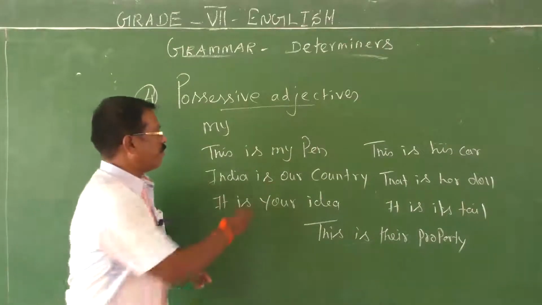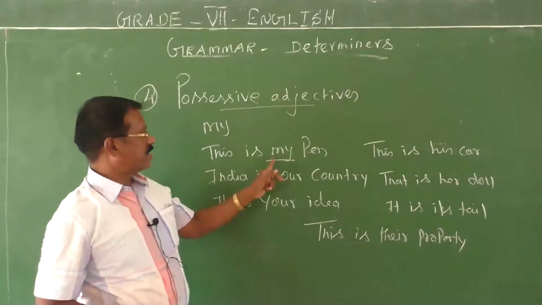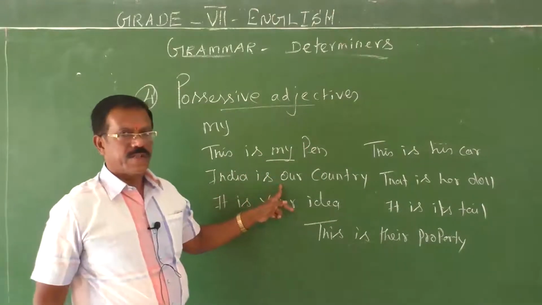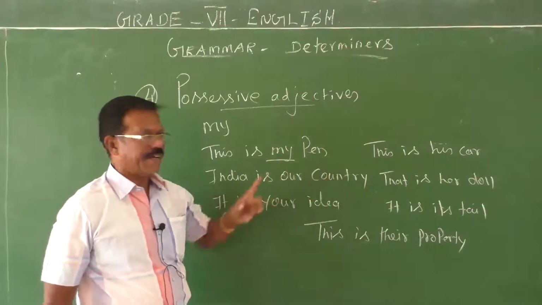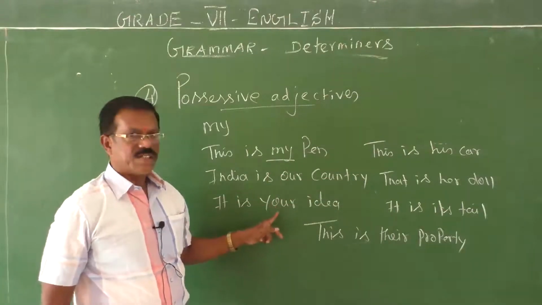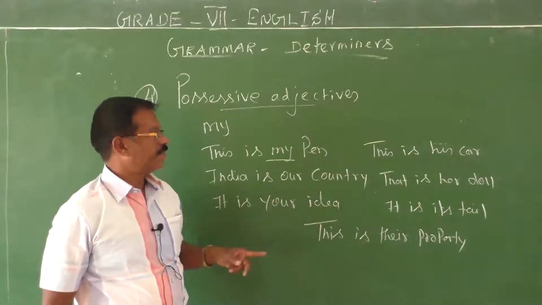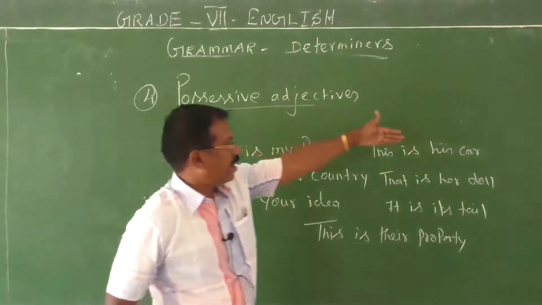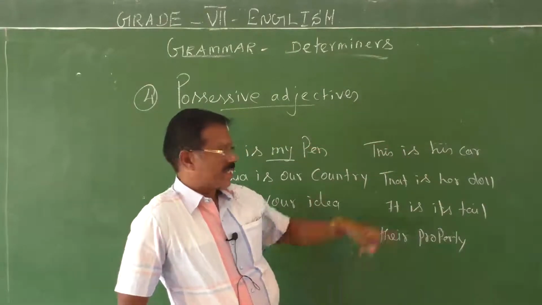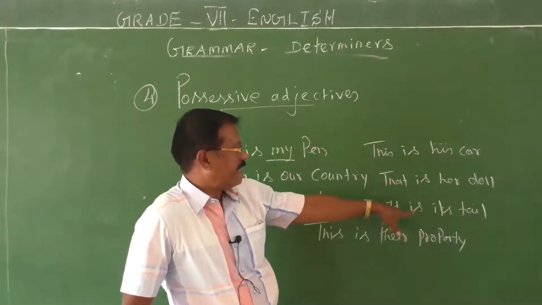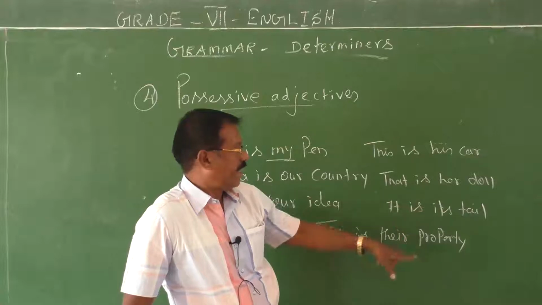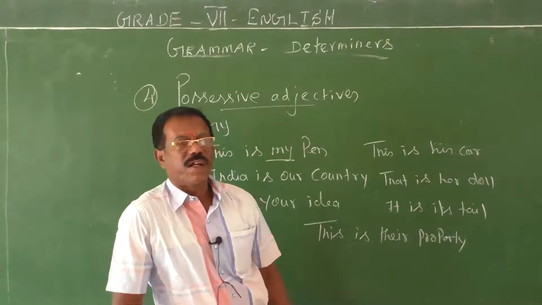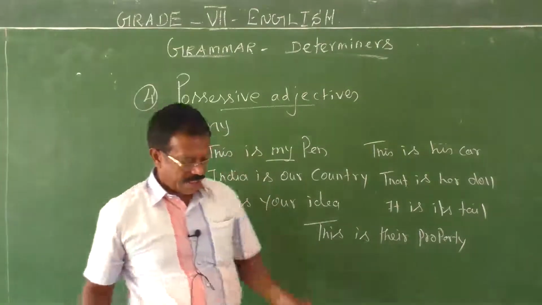This is my pen, my is a possessive adjective. It restricts the meaning of the noun pen. Our restricts the meaning of the noun country. Your restricts the meaning of the noun idea. His car, his restricts the meaning of the noun car. Her doll, it restricts the meaning of the noun doll. Its restricts the meaning of the noun tail, and their restricts the meaning of the noun property. Therefore, they are all called possessive adjectives.